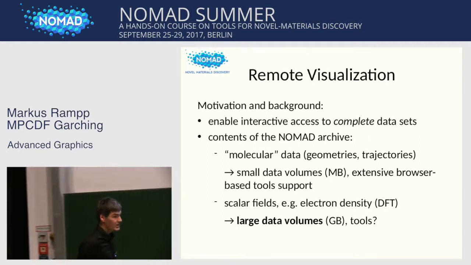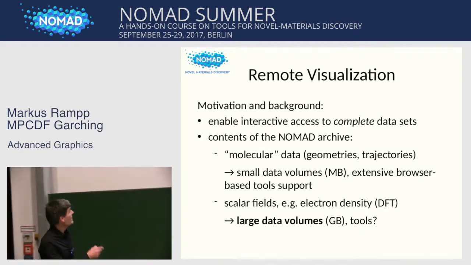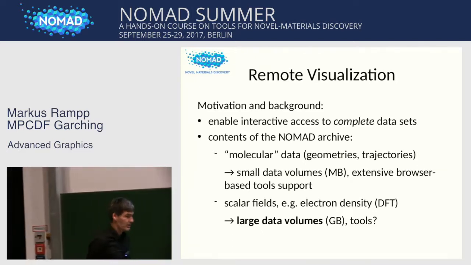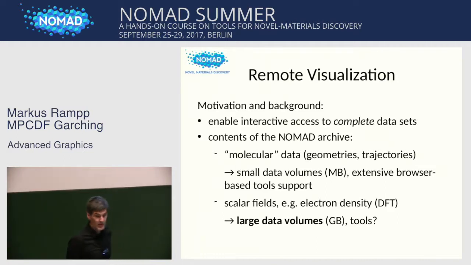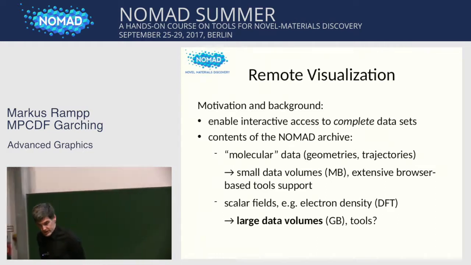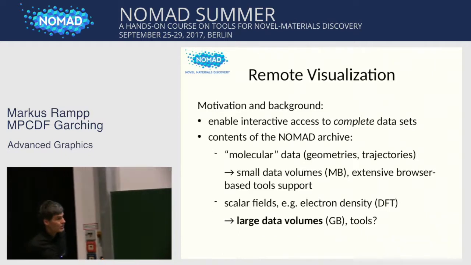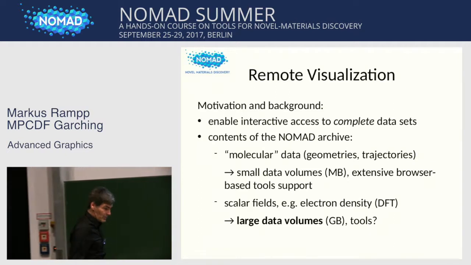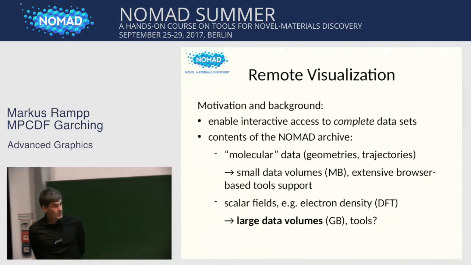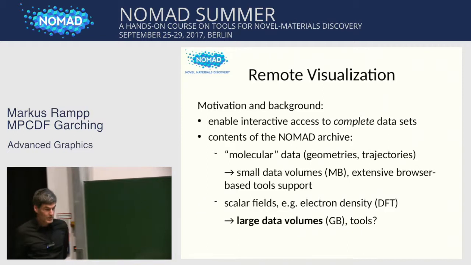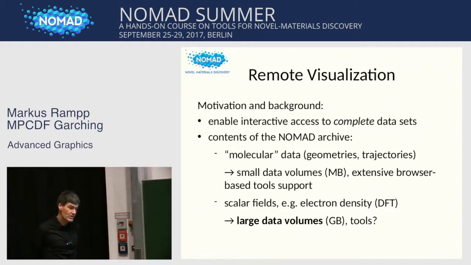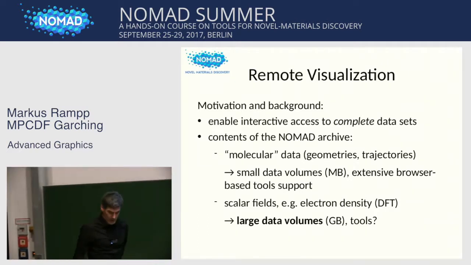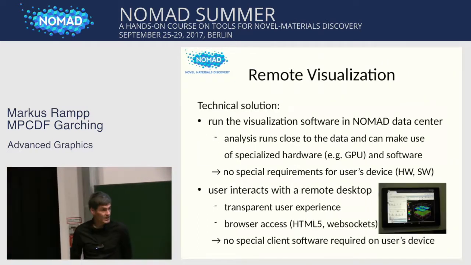So this is not limiting here. But if you want to go to the second class here, like scalar fields or even vector fields, if you have electromagnetic fields or something, you're generally dealing with quite large data volumes, at least in the gigabyte range, for ab initio molecular dynamics, for example. And we noticed that the tools which are available in the chemistry or physical chemistry community concerning visualization are not that complete in this respect.